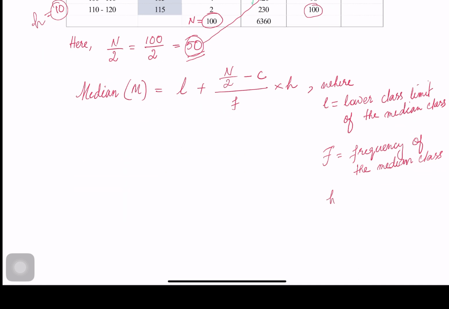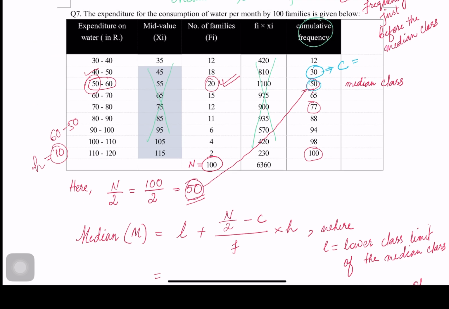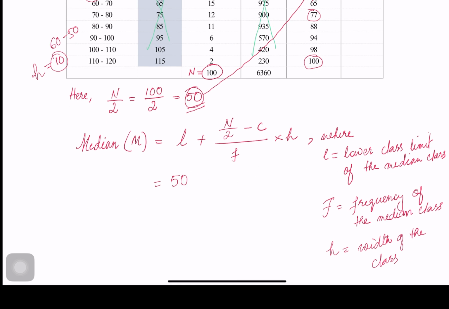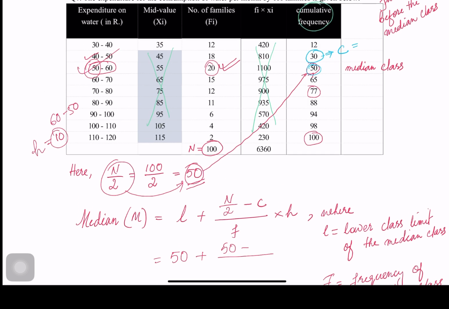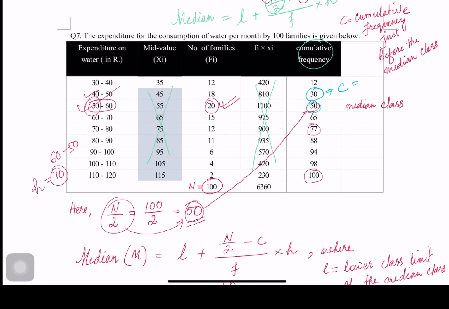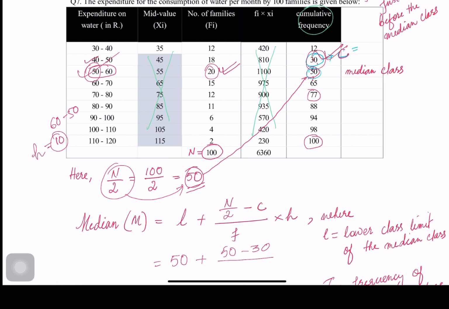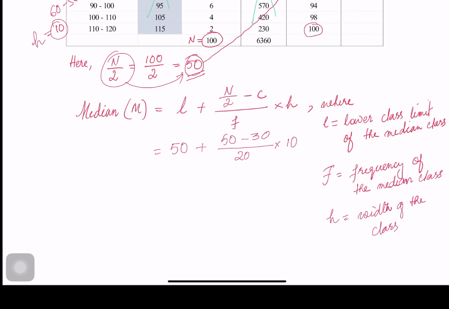H equals the width of the class. So let us put in all the values. What is the lower class limit? I think this is 50. So L equals 50, the lower class limit of the median class. Now plus N by 2. We know that N by 2 is 50. So we have 50 minus C. C is the cumulative frequency just before the median class. Do you see here? This is our C. Let us put 30. Now our F is 20 and H is 10. Now let us cut all this. We have 50 plus (50 minus 30) which is 20, divided by 20, into 10. Now 20 divided by 20 is 1.